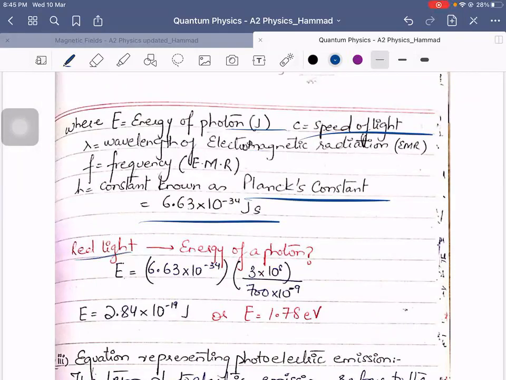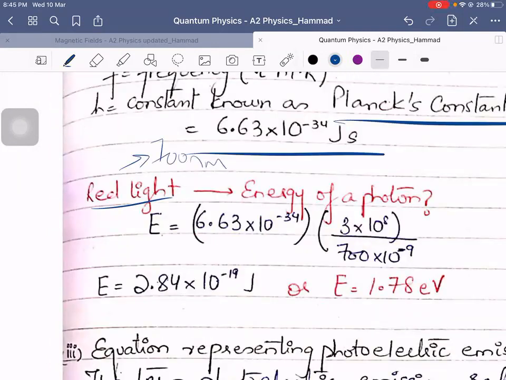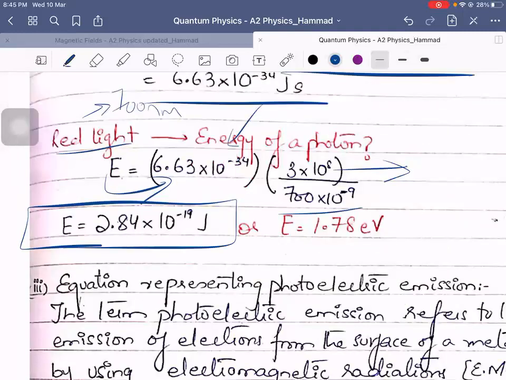Let's say, for example, you had red light and you were asked to calculate the energy of a photon. Now, you know from AS that red light has a wavelength of 700 nanometers. Simply putting it in the equation, Planck's constant is given to you in the data booklet. hc, c is the speed of light, which is 3 into 10 to the power of 8 meters per second, dividing it by the wavelength would give me the value of this amount in joules. And sometimes the examiner will ask you to convert it. So you simply divide this value by 1.6 into 10 to the power of minus 19 to get an electron volt value.